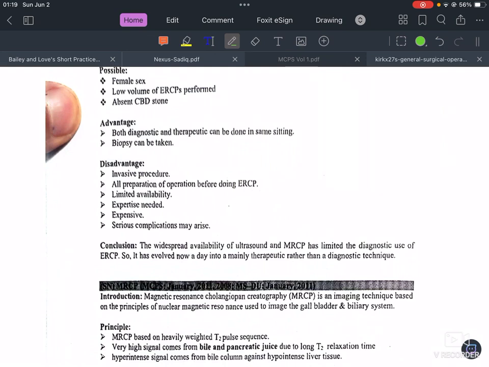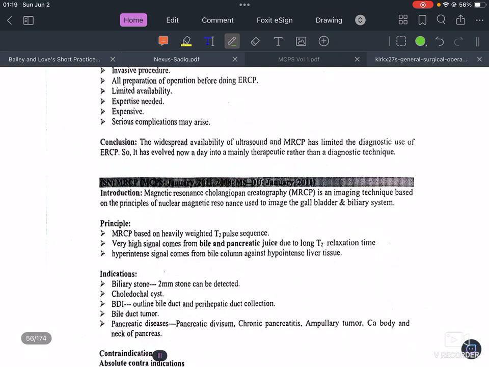So the conclusion is that widespread availability of the ultrasound and MRCP has limited the diagnostic use of ERCP, so it has evolved nowadays into a mainly therapeutic rather than a diagnostic technique. Thank you all.